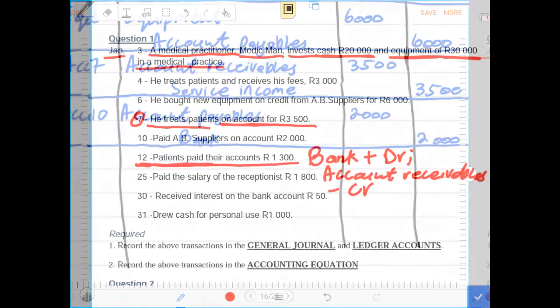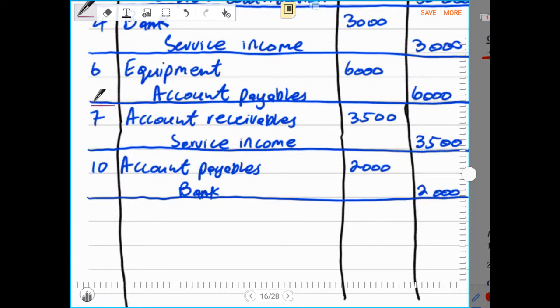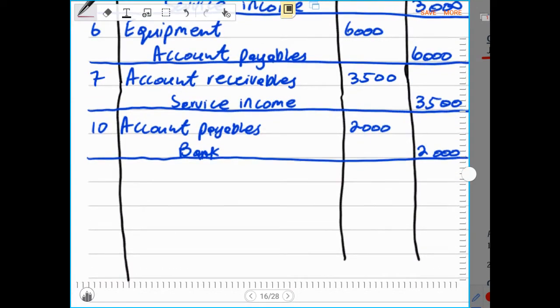Let me just show you under number 7. Under number 7, when the customer bought on credit, take note of that. When the customer bought on credit, we increased the account receivables, and account receivables increased on the debit side by 3,500. So now when the customer is making the payment, we need to reduce this. And to decrease this amount, we have to record the amount the customer has paid on the credit side. So that is why we have to reduce our account receivables by the amount the customer has paid on the credit side, because we are reducing that account receivable which was increased on the debit side when the customer bought, or when the customer was treated on account.